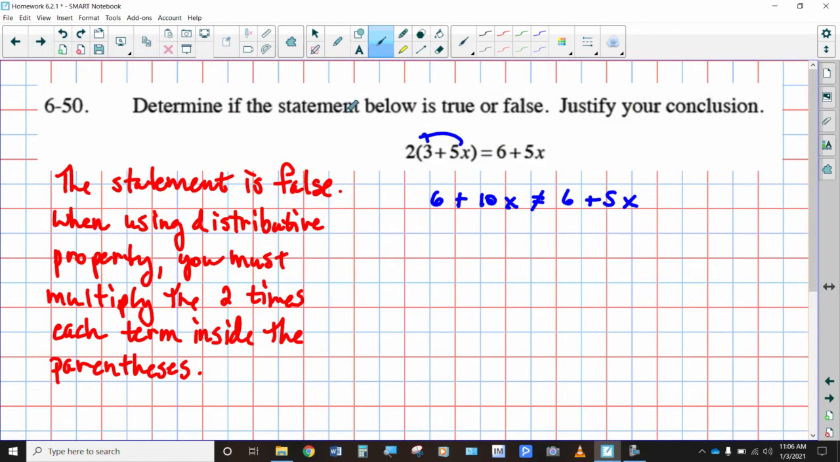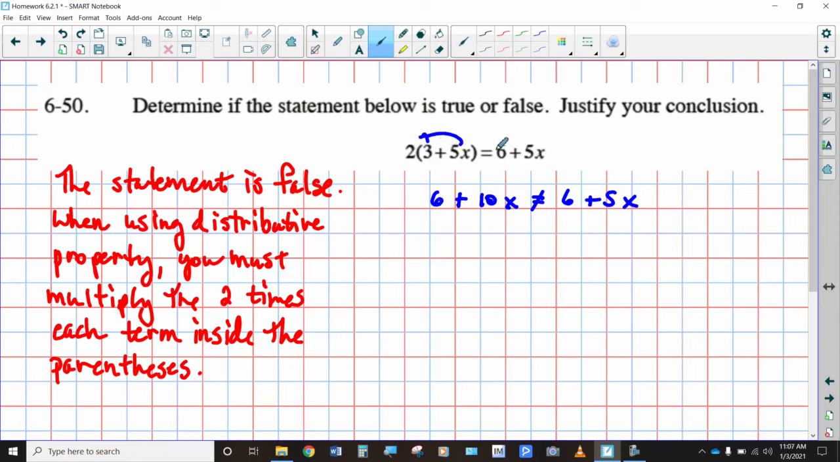All right, determine if the following statement below is true or false. It says justify your conclusion. It's saying this is equal to that. Well, if that were the case, then I would use distributive property, and 2 times 3 is 6. I see what they're thinking.